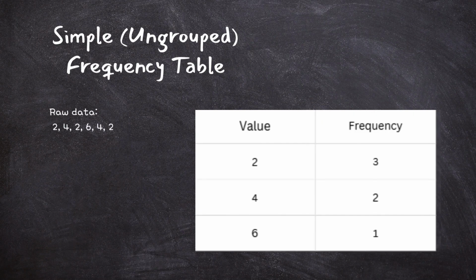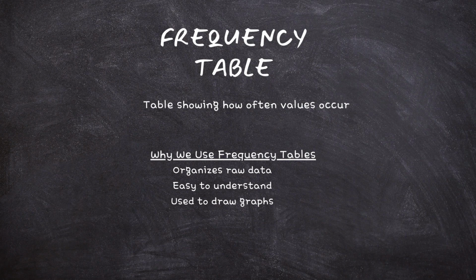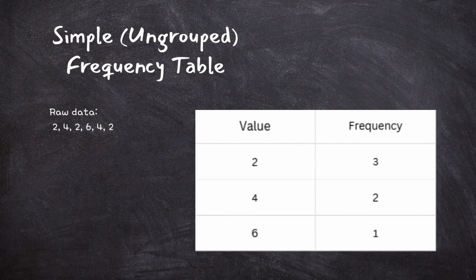Now, there are basically two outlines or layouts for the frequency table, and that's the grouped and the ungrouped data. As we said in our definition, the frequency shows how often the values occur, the occurrence of values. So, for example, we have this raw data here.